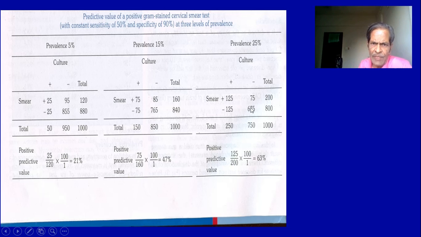So other things remaining constant, the predictive power will increase if the prevalence of the disease increases. We can say with this example that if the sensitivity and the specificity of the test are constant, then the predictive power will be highest in the areas where the prevalence is highest, and lowest where the prevalence is lowest. So predictive power also depends on the prevalence of the disease.